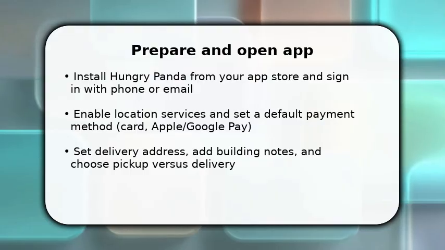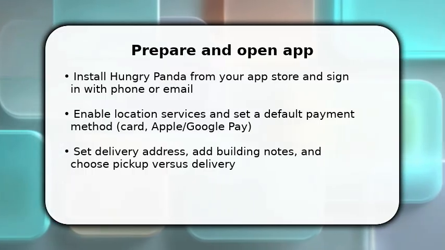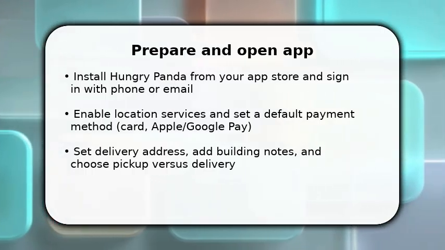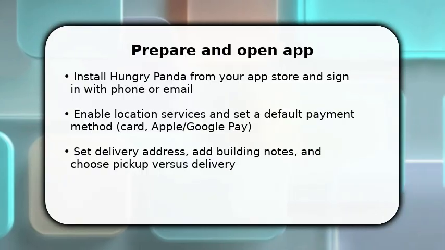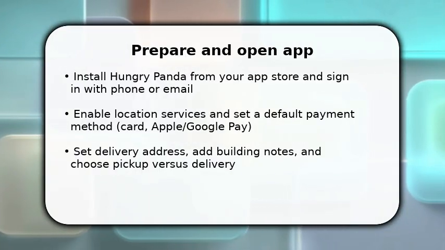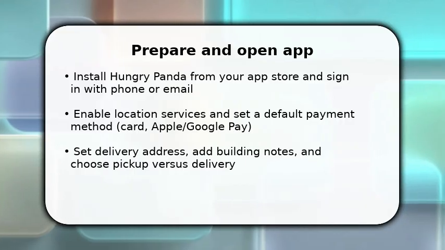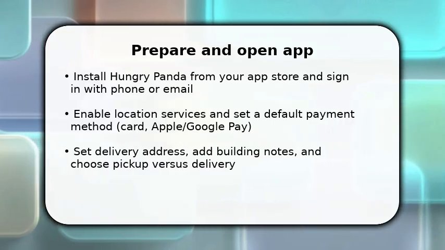Enjoy the video. You start by getting the essentials done. Install Hungry Panda, sign in, and allow location so restaurants near you show up. Once location is on, add a delivery address and any building or entry notes so drivers find you. Make sure a valid payment method is saved, card or Apple/Google Pay, so checkout is fast.